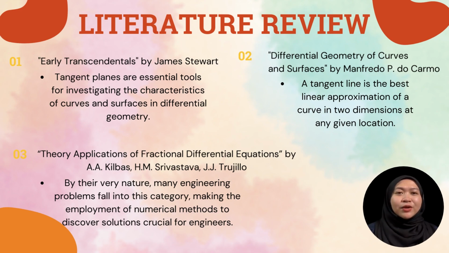Next, according to Manfredo do Carmo in his book Differential Geometry of Curves and Surfaces, a tangent line is the best linear approximation of a curve in two dimensions at any given location. The best flat approximation to a surface at a particular point in three-dimensional space is represented by a tangent plane. Therefore, according to L. Debnath 2003 in his article, Applications of Fractional Calculus to Science and Engineering, by their very nature, many engineering problems fall into this category, making the employment of numerical methods to discover solutions crucial for engineers. One-dimensional questions have various uses, especially in the context of time and space. That's all from me. Thank you.